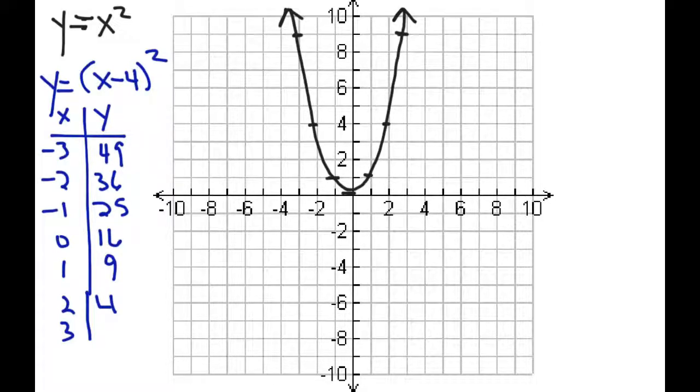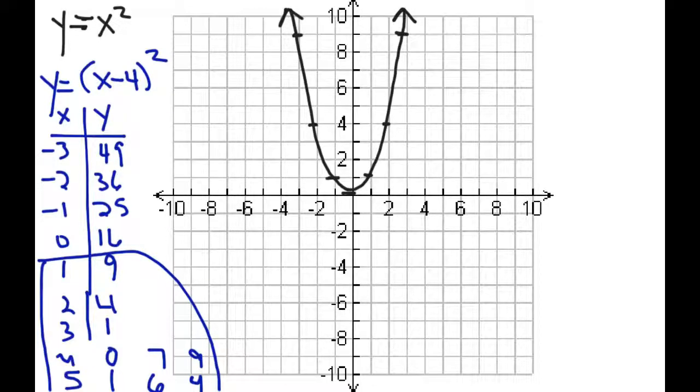Then 3 minus 4 is negative 1. Squared is 1. So I need some more points that lie on my graph. Let's try 4 here. 4 minus 4 is 0. 0 squared is 0. 5 minus 4 is 1. 1 squared is 1. And then if I use 6, 6 minus 4 is 2. 2 squared is 4. And if I use 7, 7 minus 4 is 3. 3 squared is 9. So now I actually have some ordered pairs that lie on my graph. I have 1, 9, 2, 4, 3, 1, 4, 0, 5, 1, 6, 4, and 7, 9.